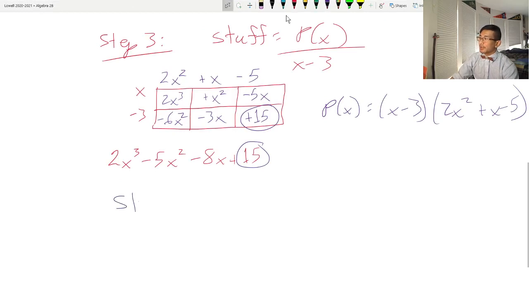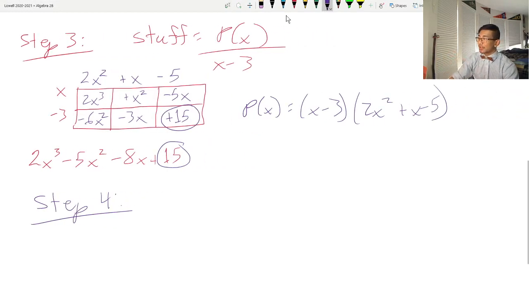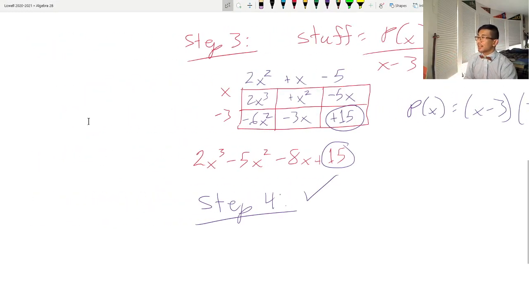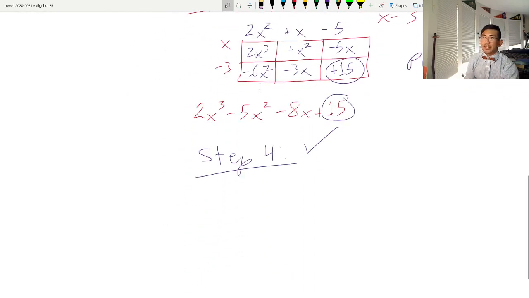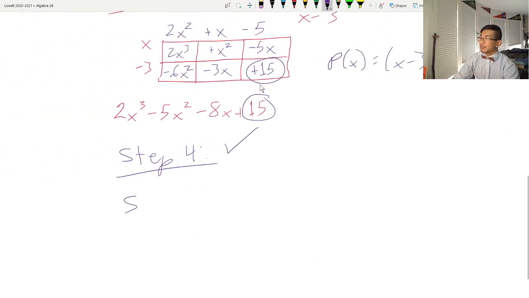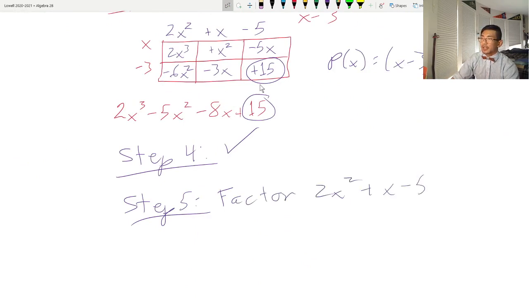Last step is we repeat if possible, and once we get to a quadratic, well, I guess we're kind of done here, because I said, at least in my steps, repeat until we get to a quadratic. We got to the quadratic already, and the last step is factor it if possible. Step 5, factor 2x squared plus x minus 5.